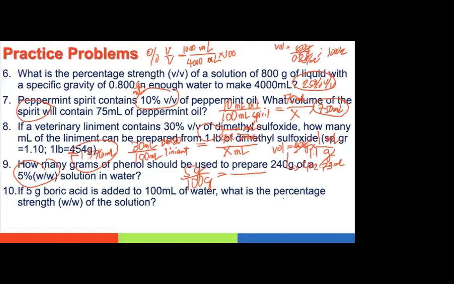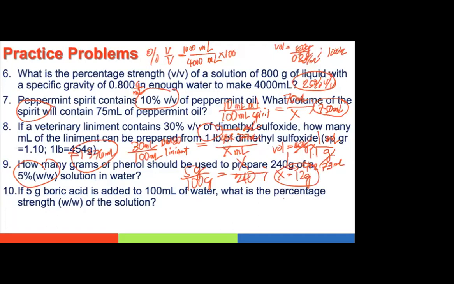Numerator or denominator? Denominator, kasi tinatanong ilan daw ang amount ng phenol mo. That means your API, ang magpe-prepare, no? To the total amount of 240 grams with this concentration. So what is X? My answer is 12 grams. Did you get the same answer? Yes.